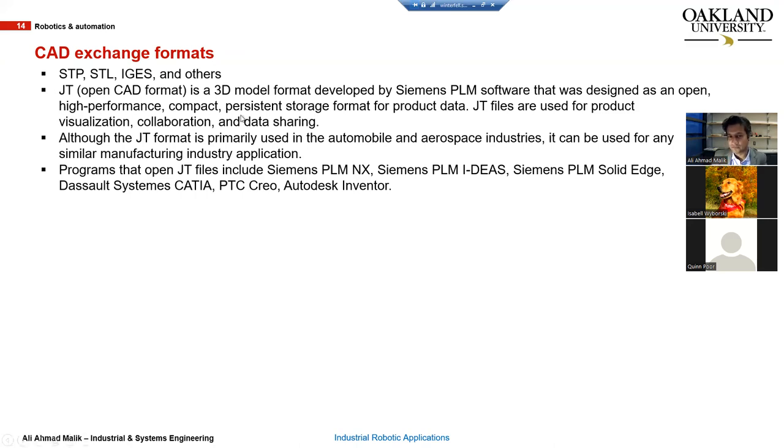Which formats can you use to import this CAD data? There are different formats, for example, STP, STL, IGES, and many other formats. You can find a lot of data online as well, maybe for a conveyor or for a specific machine or for a fixture or for a gripper, for example, from Schunk company, you can find all those grippers that they manufacture from the CAD data on their website. And they may have CAD data maybe in STEP format or IGES format or maybe in some other format.